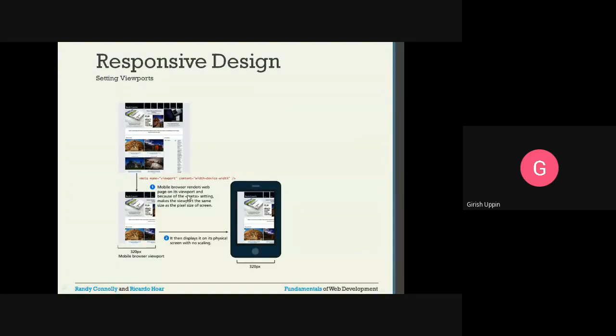So it will fit it into the viewport size, and this viewport size would be the same as the physical screen. So device-width is equal to device width. So that is how it will automatically be set. The viewport is set to the width of the physical screen, and the mobile browser renders the page into the viewport.